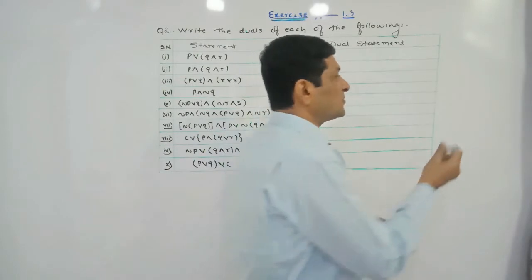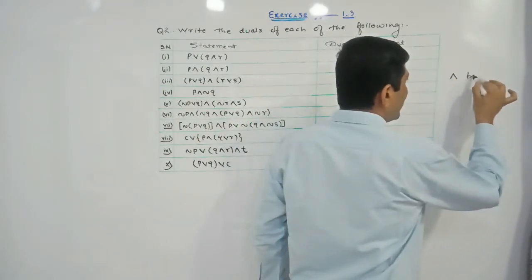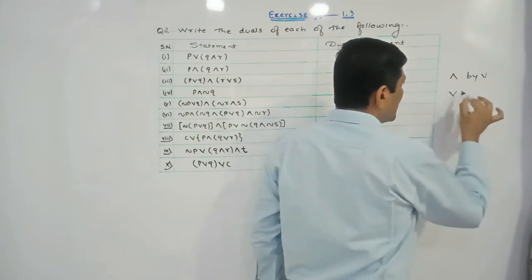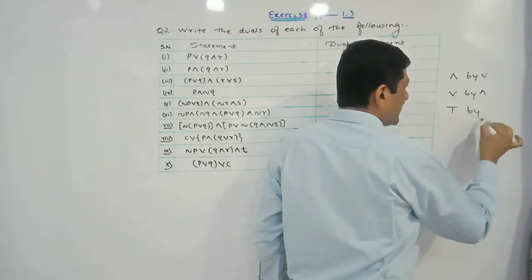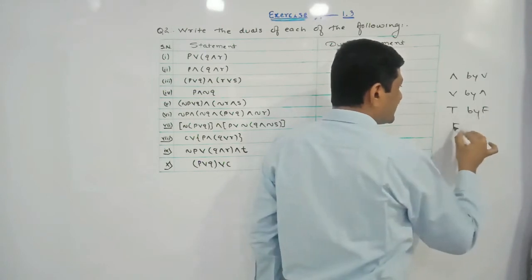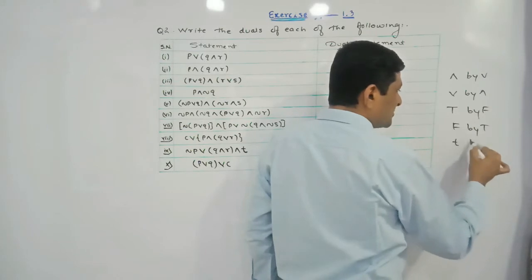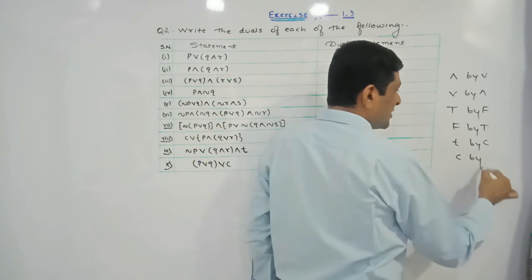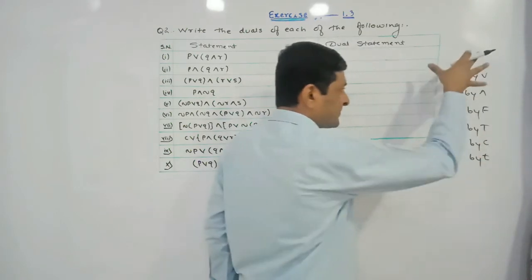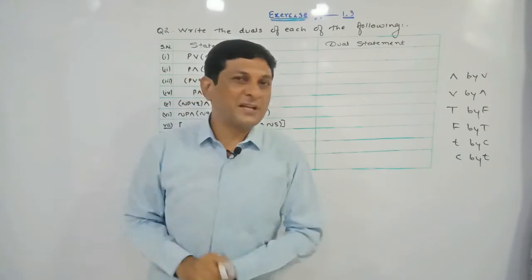Only 6 rules we have to follow to find out the dual of the given compound statement. These rules we have already discussed. Just simply replace and by or. Replace or by and. Capital T, meaning true, replace it by capital F, replace capital F by capital T, small t, meaning tautology, by small c, contradiction, and small c we have to replace by small t. Only these 6 rules are there to find the dual of the given compound statement.